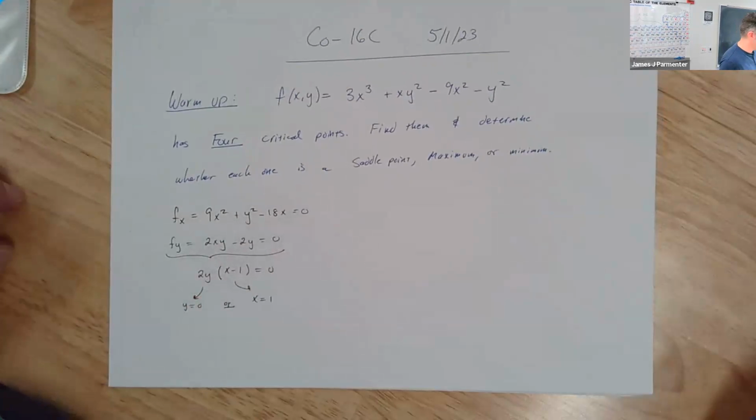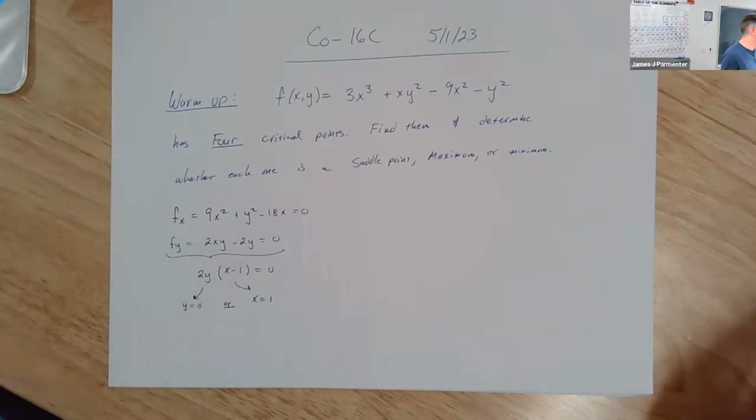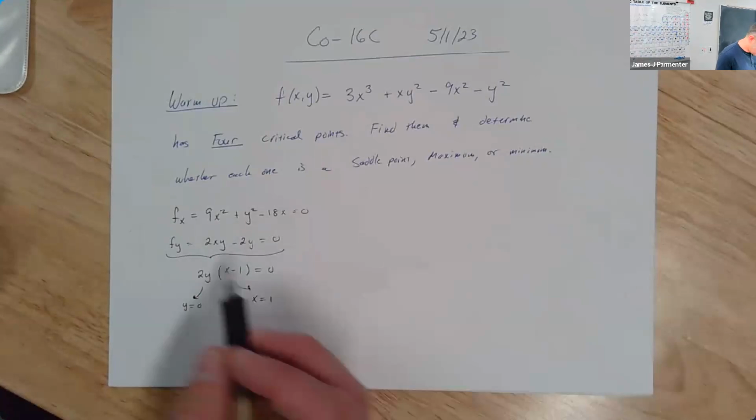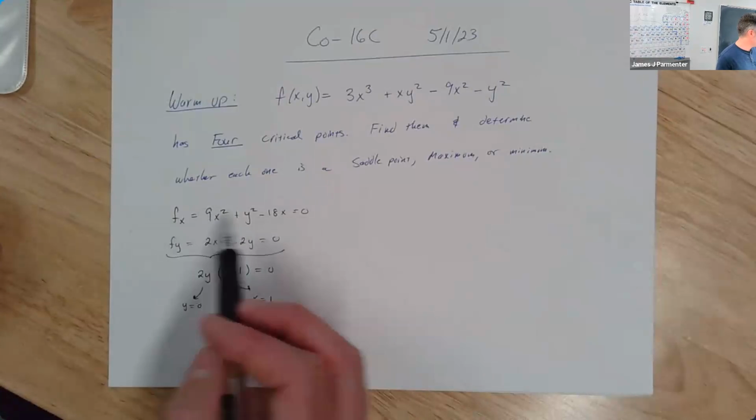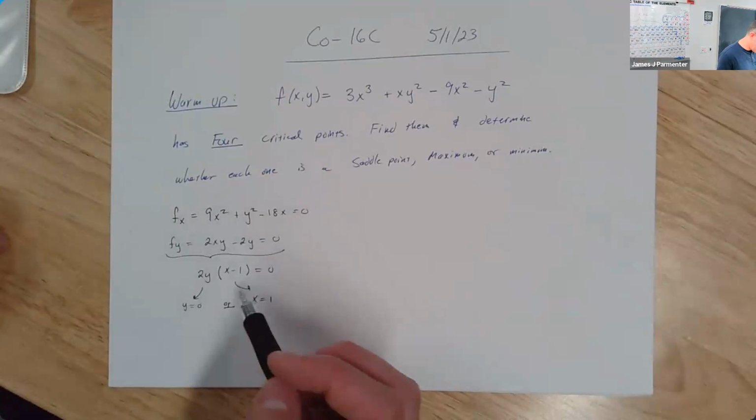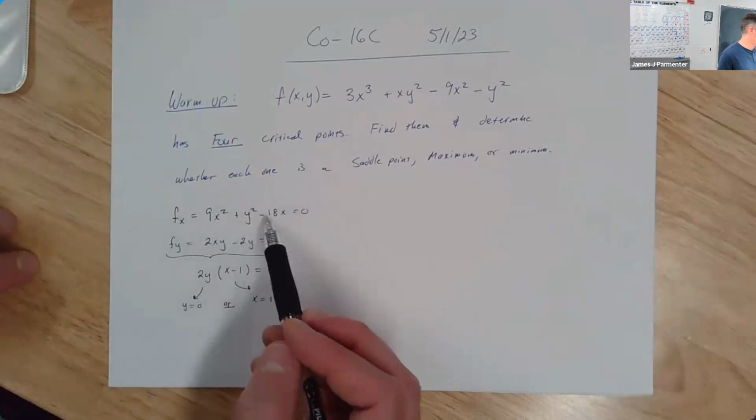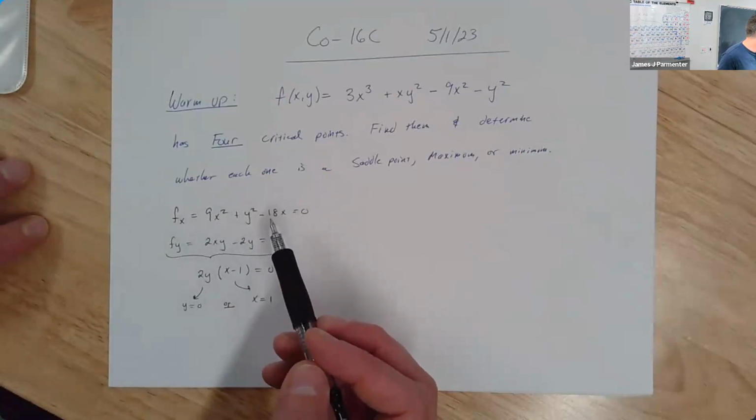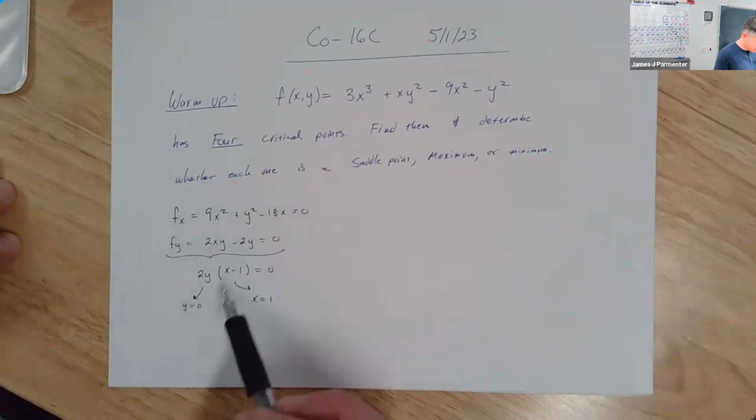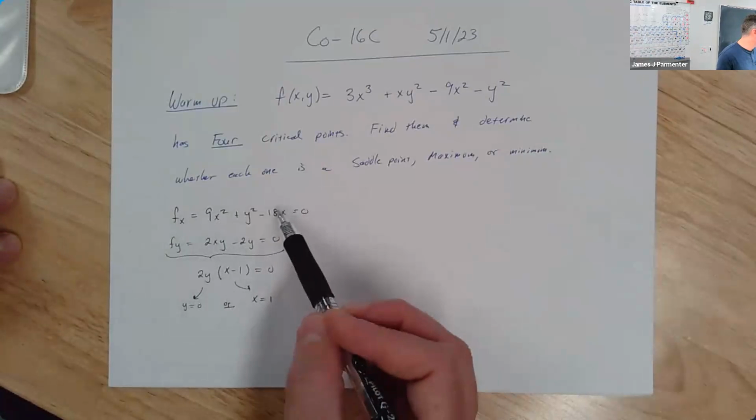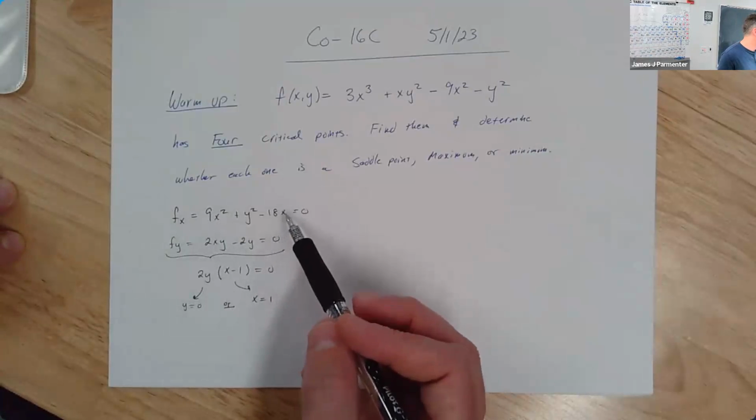But I need to stress, I said this before, I'm going to say it again, 1, 0 isn't a critical point. If x is 1 and y is 0, this equation will equal 0, but this equation usually won't. If you plug in 1 for x and 0 for y, you get 9 plus 0 minus 18, which definitely isn't equal to 0. What we do at these points is we substitute them back into the other equation to figure out what makes that equal to 0.